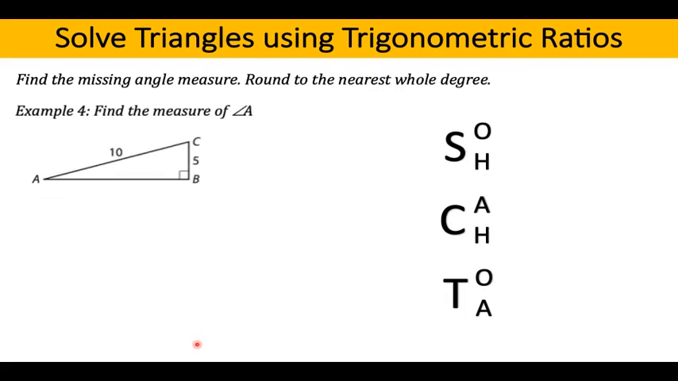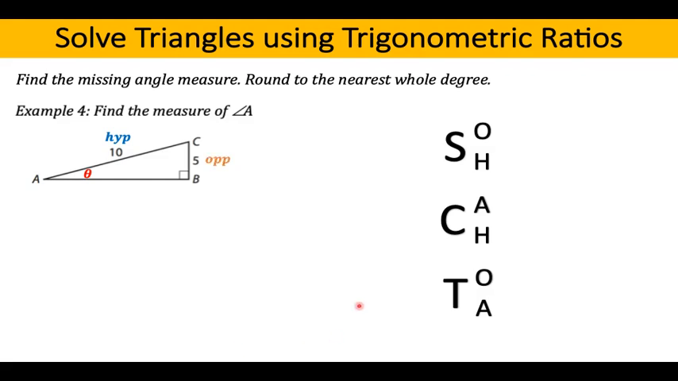Let's now look at example number 4. This time we're going to actually find the missing angle measure. We will round our answers to the nearest whole degree. So again, start with labeling your triangle. A is our angle that we want to solve for, so it's our theta angle. And from that angle, label your triangle. We have our hypotenuse and our opposite side.